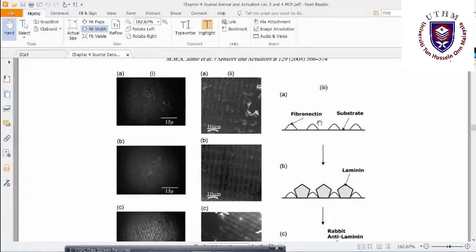So we have fibronectin and then the substrate. Substrate means the glass free area, right? So you have 3.8 and 1.8. That means when you stamp overlay between each other, you will have a center like a square.